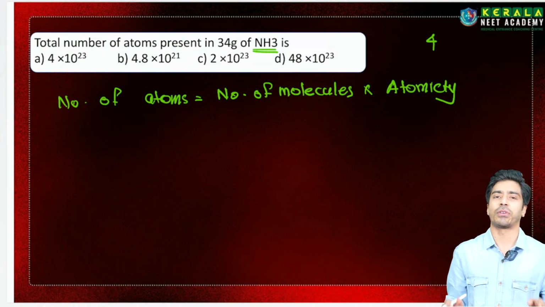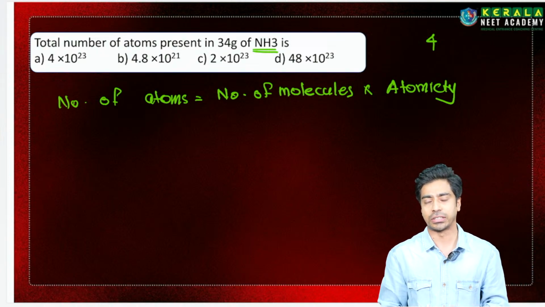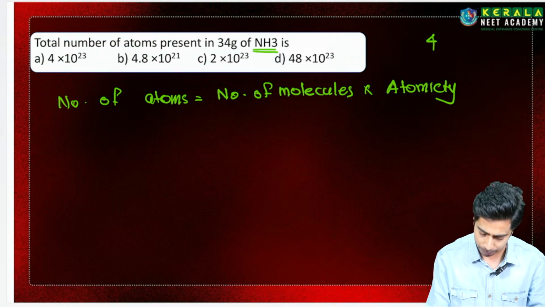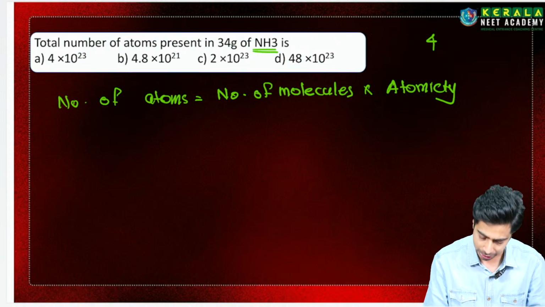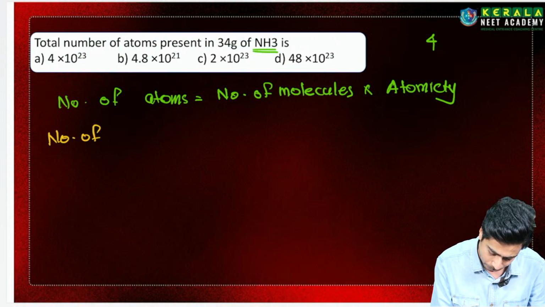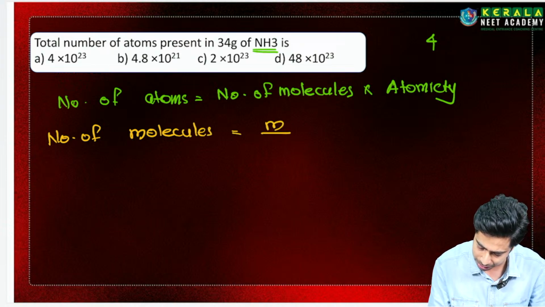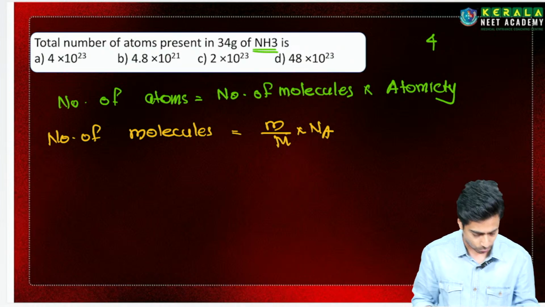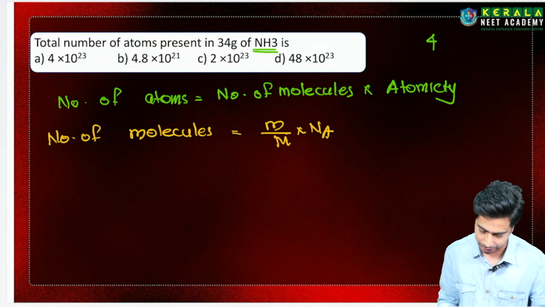See, these are the types of questions that you can expect for the NEET examination. Everything will be based on NCERT. And now listen here, we need to calculate the number of molecules. We are having two formulas. So I will apply given mass by molar mass into Avogadro number.